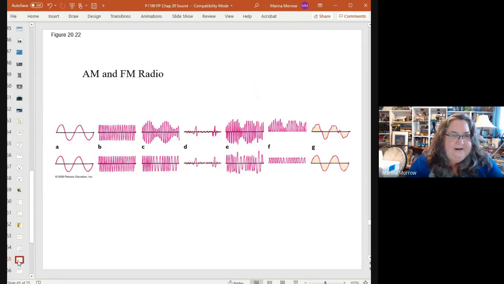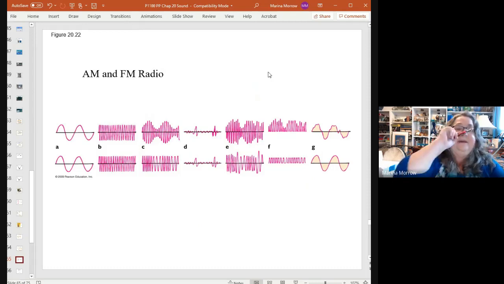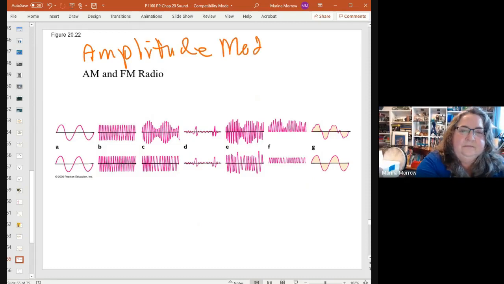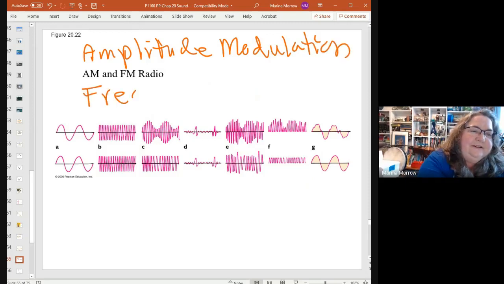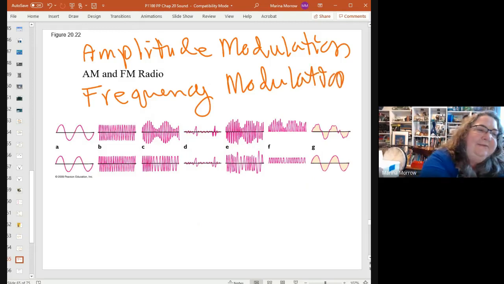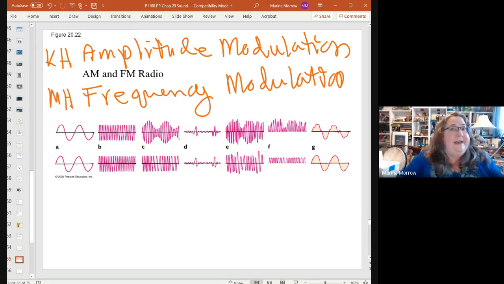Okay. All right, so the last part of this chapter is about AM and FM radios. And AM means amplitude modulated. And FM means frequency modulation. And usually AM radio stations are in kilohertz, and FM radio stations are in megahertz. Okay, so we'll talk about why that is, along with describing what those are.